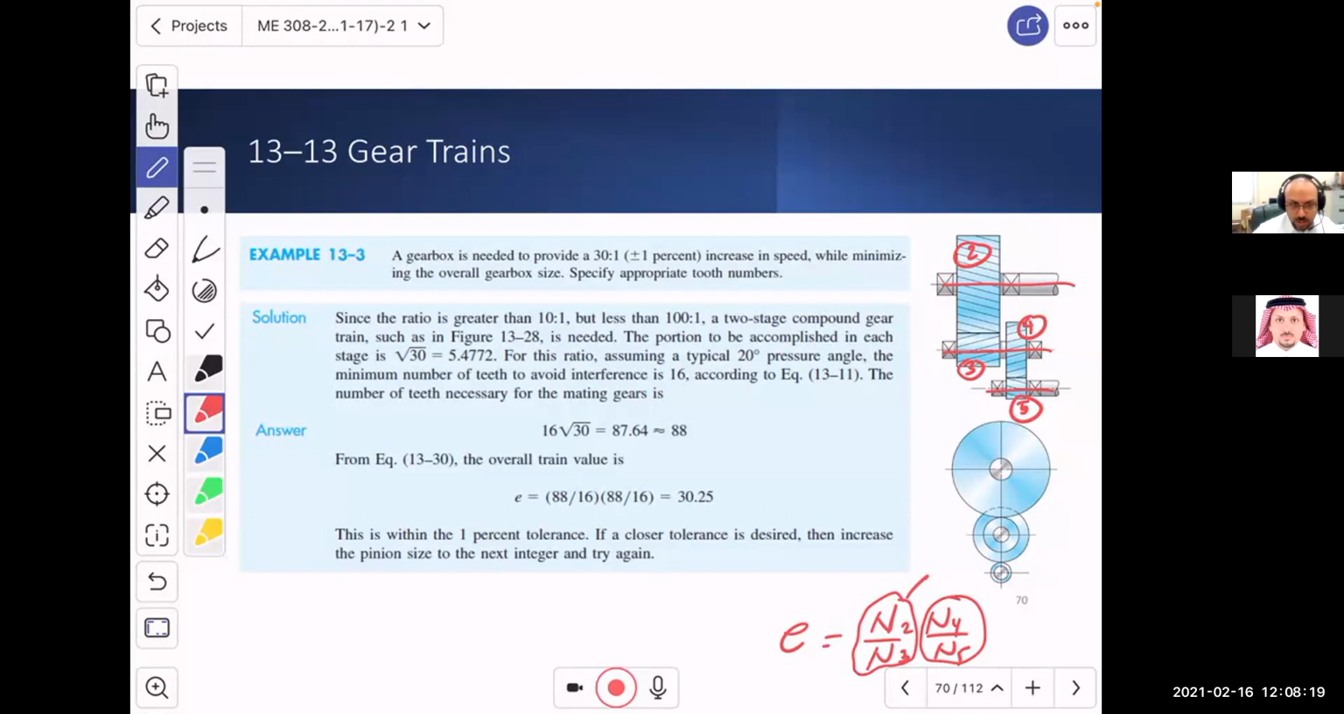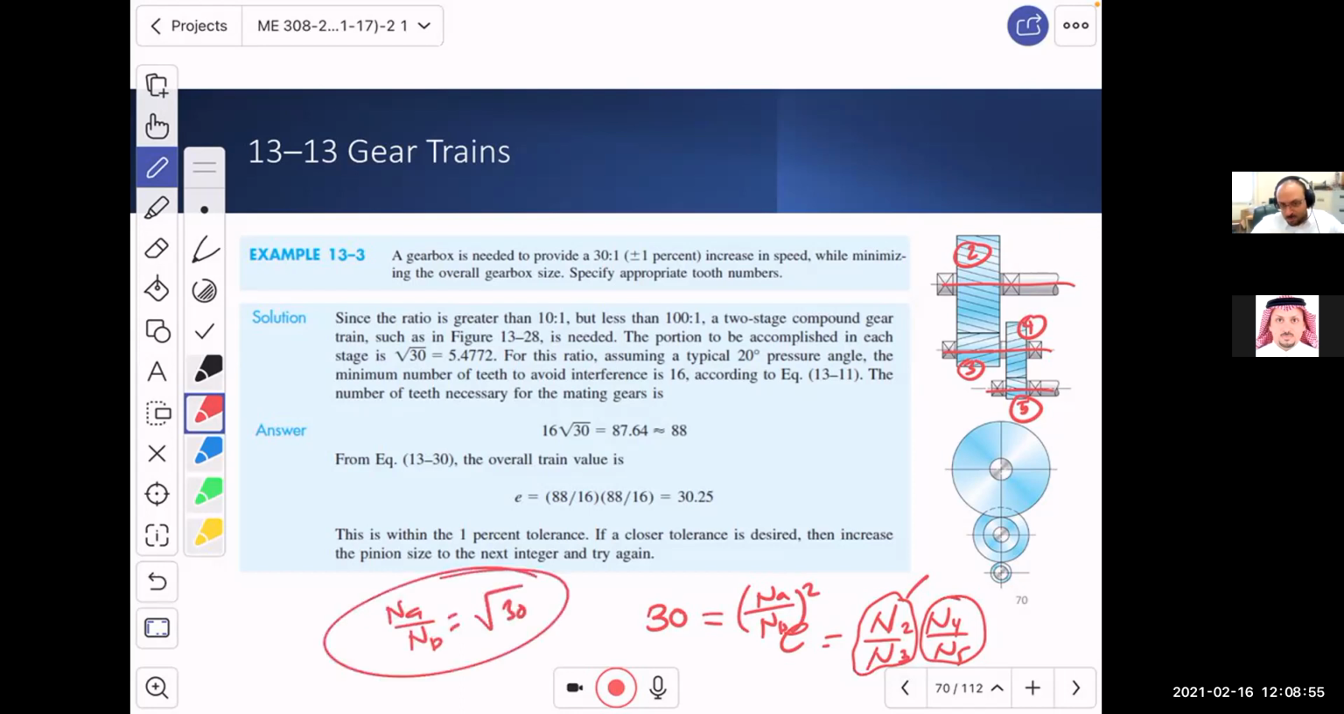But just as a starting point, if you say, I want them to be the same, then basically this 30 is going to be equal to the square root of, let's say, NA over NB squared. Why? Because if they're both the same, then you will have one ratio, you multiply it together, you get a square. And thus, if you want to know this ratio NA over NB, then it's going to be the square root of 30. So that's a simple way.